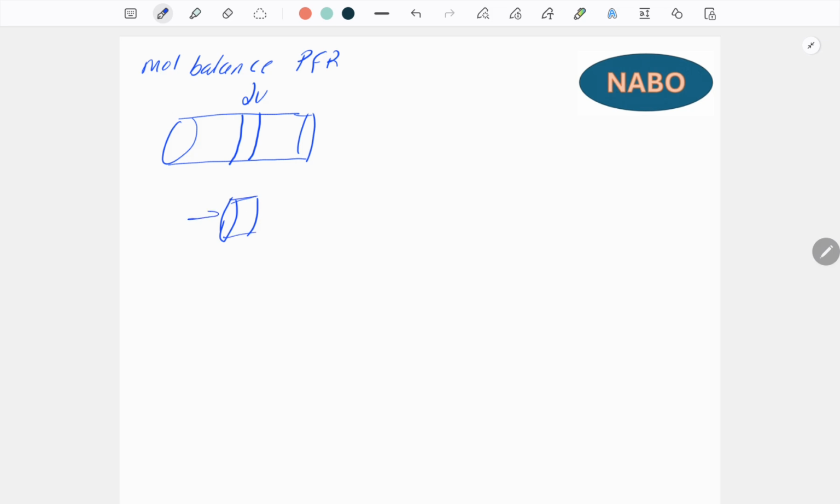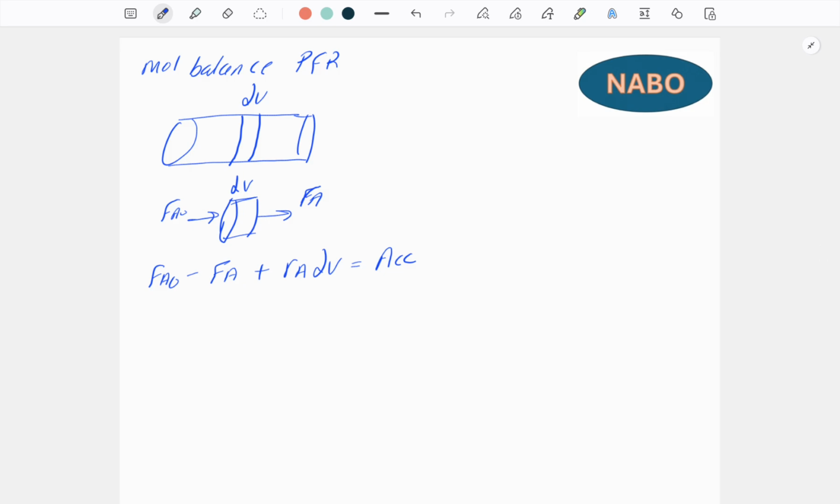We will be performing a mole balance in that small section, where we'll be considering the moles flowing in and the moles flowing out. So let's go ahead and start with our mole balance, which is moles entering minus moles leaving plus generation, which is RA times dV for our volume, that small slice, equals accumulation, which we're assuming, since the plug flow reactor is in steady state, will be 0.